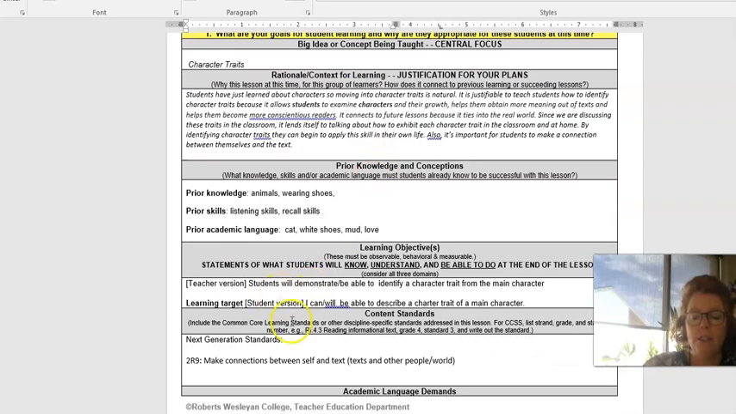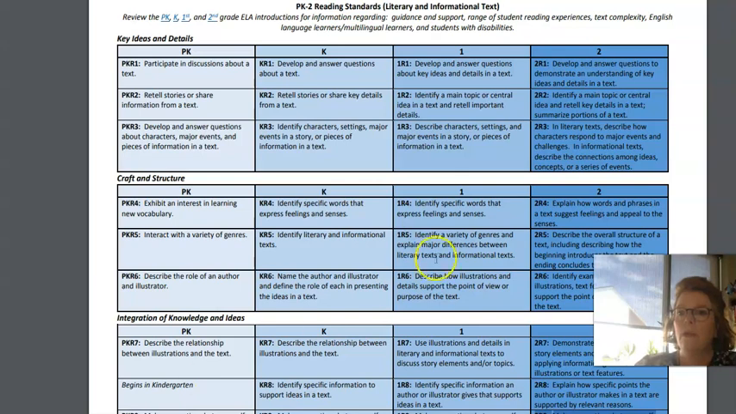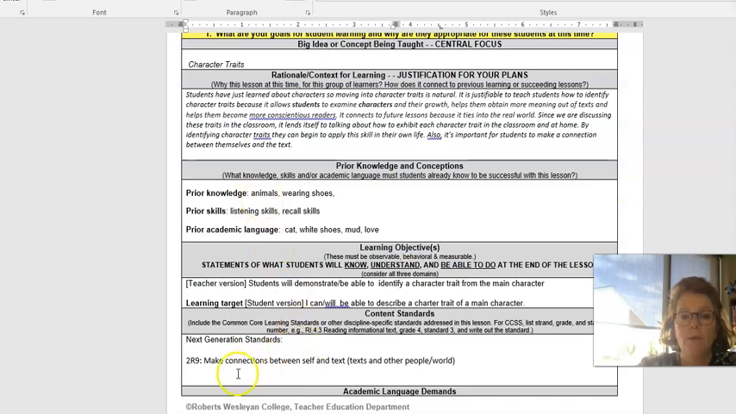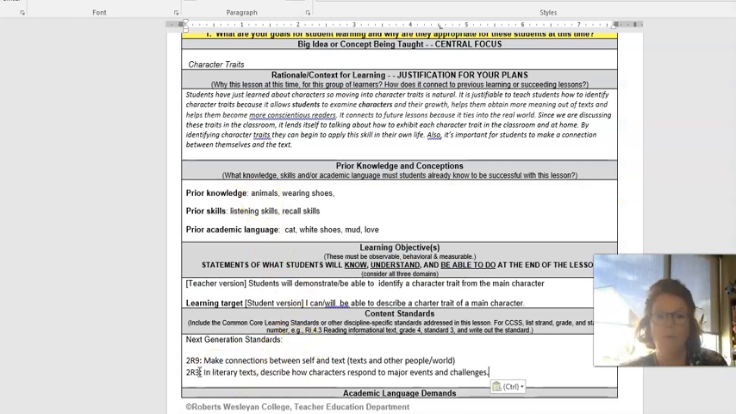Let's see if we can find a standard that talks about character traits. So we're going to go back to our learning standards. Okay, and here we have one right here. In literary text, describe how characters respond to major events and challenges. In informational text... we're doing literary text, so we can take this one. We can talk about how Pete the cat responds to getting his shoes dirty. That's a character trait. Does he get angry and upset, or does he stay calm and relaxed? So we're going to add this one as well. So now right away we have two standards that our lesson is really going to try to meet here.